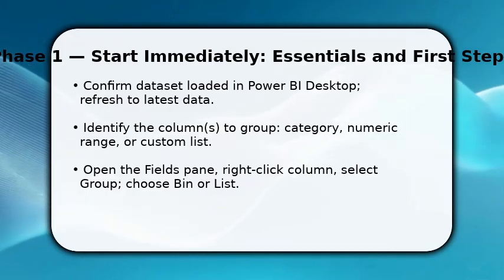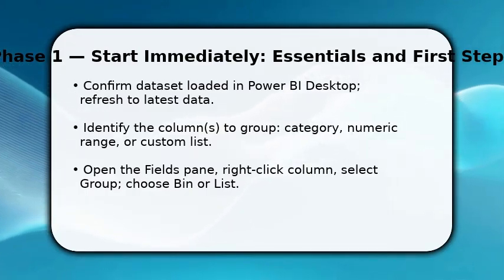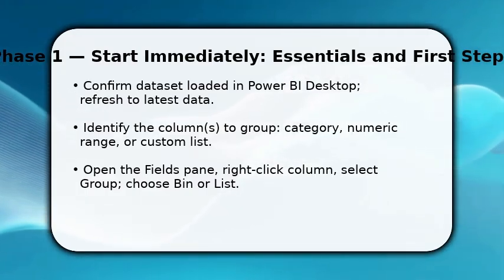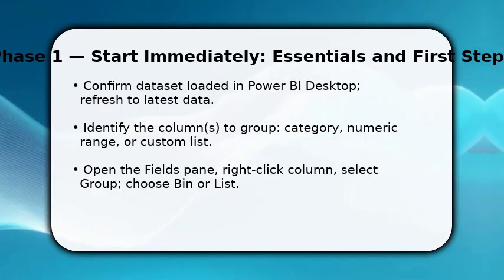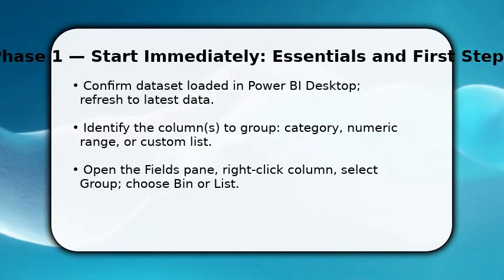You already have your dataset open. Start now by refreshing so values match the source. Select the column to group, categorical names, or a numeric measure, then right-click it in the Fields pane. Choose Group to open the dialog.